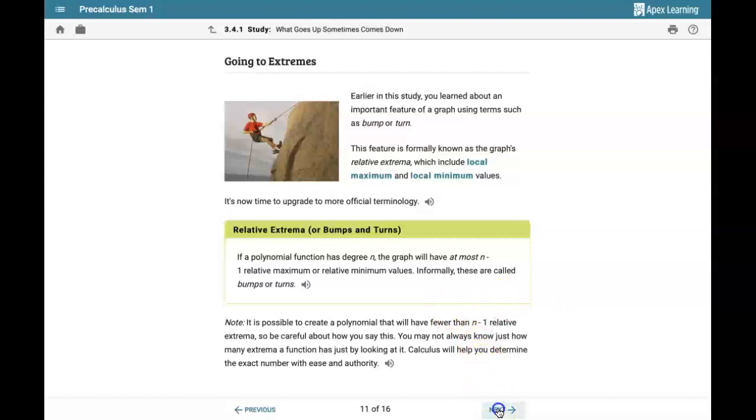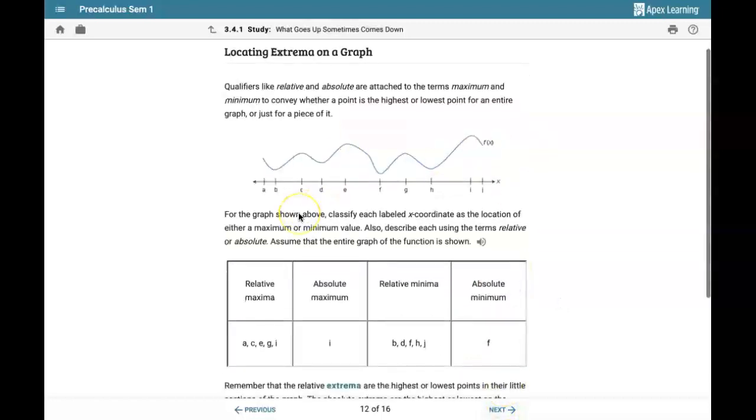All right? And if we look at these qualifiers, those are the words in front, they're descriptors, right? So you've got relative and you've got the word absolute, and they go with our min and our max to convey what's the highest absolute point on the graph and what's just a local high point, right?